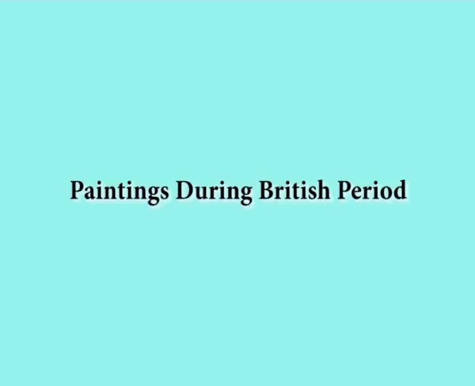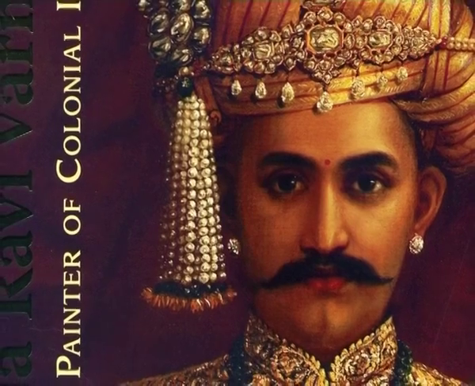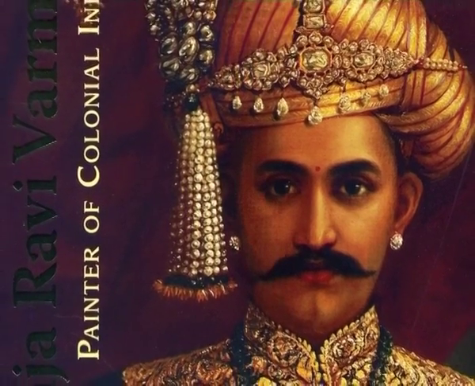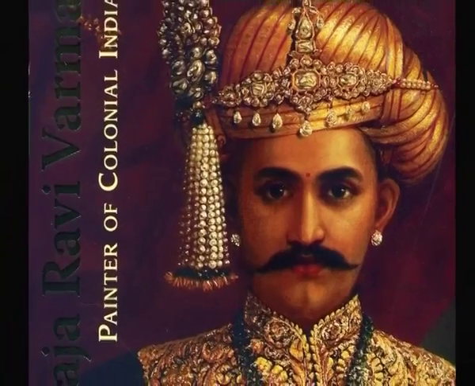Paintings during British period. The traditional Indian art declined and received a setback with the establishment of British rule. The European oil paintings took the place of frescoes and miniatures. The government art schools at Kolkata, Mumbai and Chennai taught Western style and technique. Raja Ravi Varma of Kerala distinguished himself in the European style of painting.